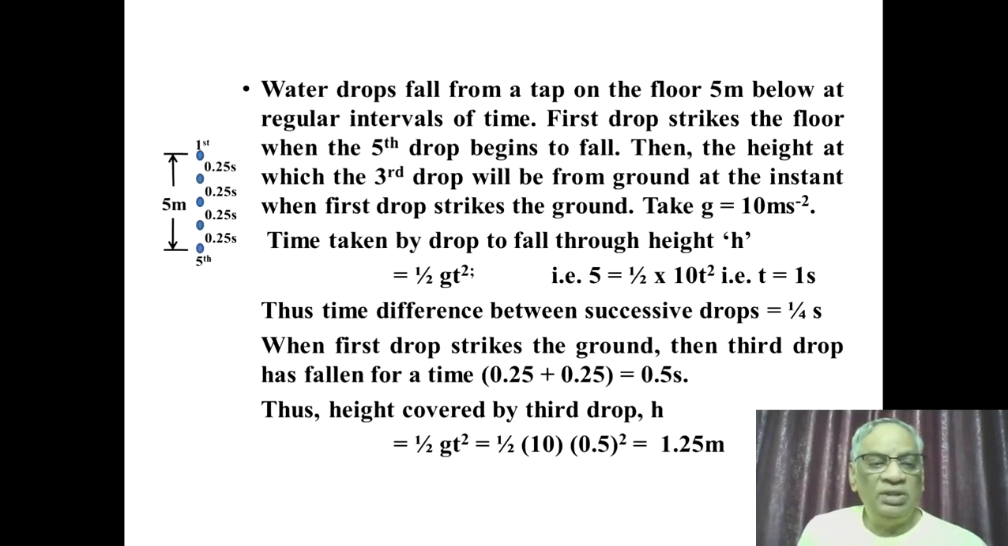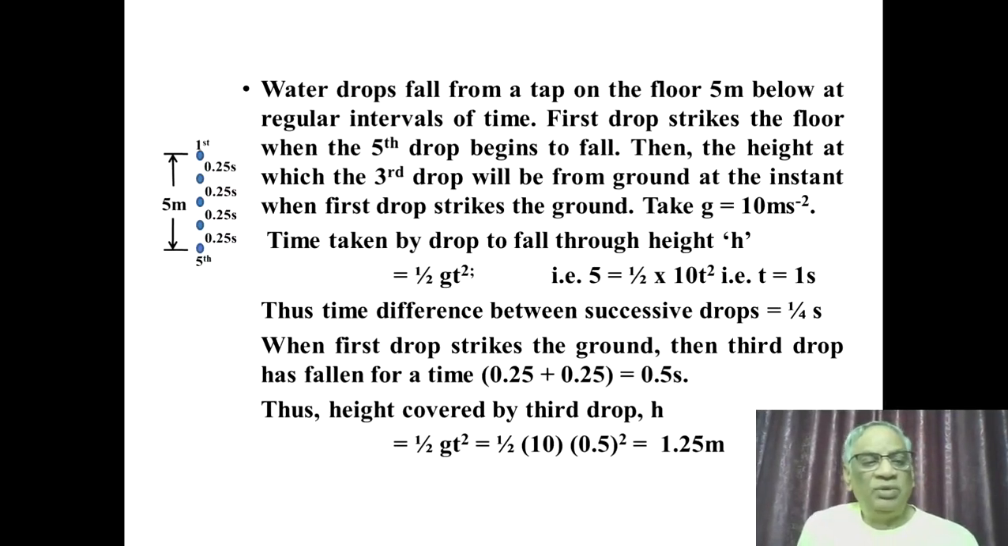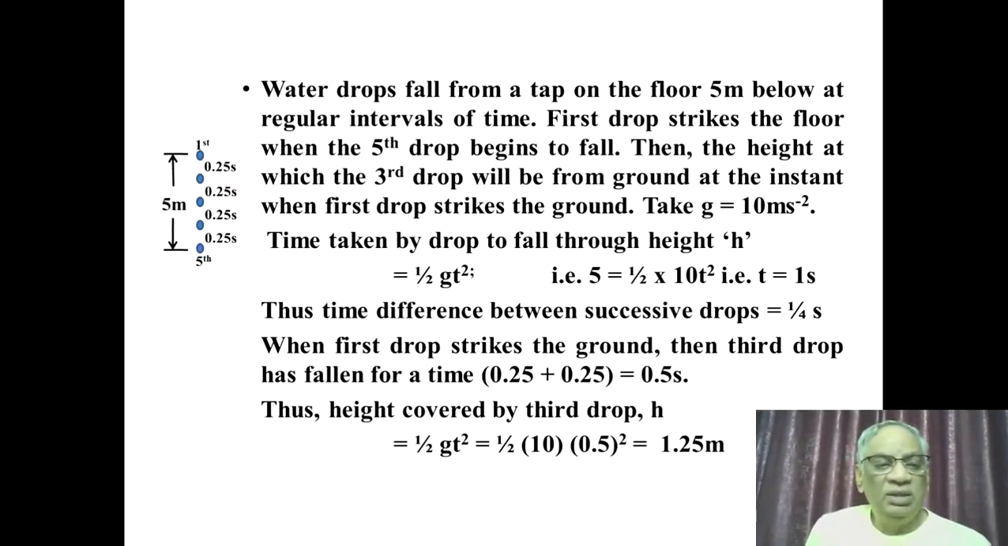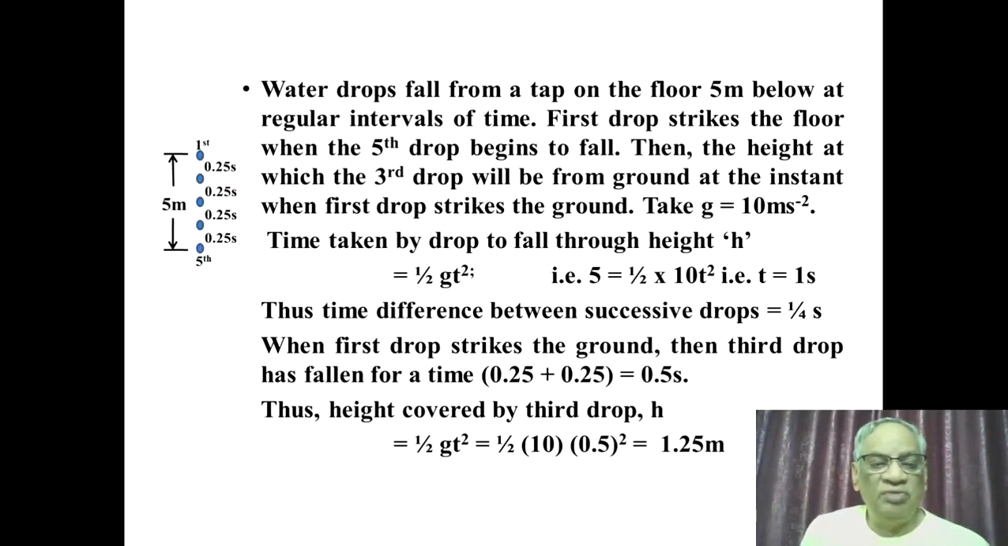So the third drop position is in the middle. You can calculate the time for the first drop to travel through 5 meters. Then we will be able to calculate the third drop position. So the time taken by the drop to fall through height h is given by h equal to half g t square, because it is freely falling. So t becomes 1 second. This 1 second is distributed into 4 intervals, because the time intervals are between first and second, second and third, third and fourth, fourth and fifth. There are 4 intervals of time. So 1 second is divided into 4 parts, that is 0.25 seconds, as shown in the figure.